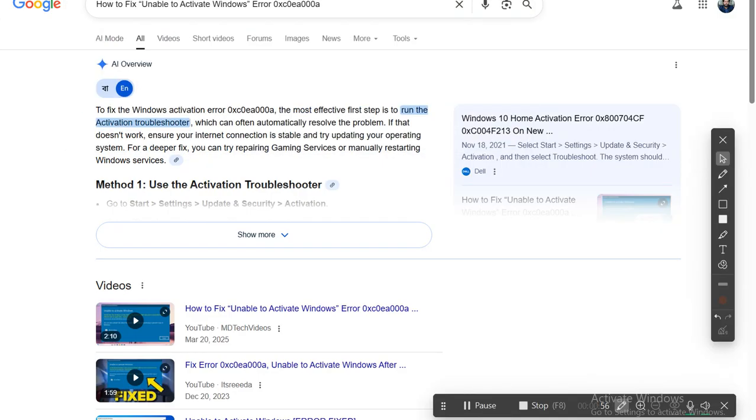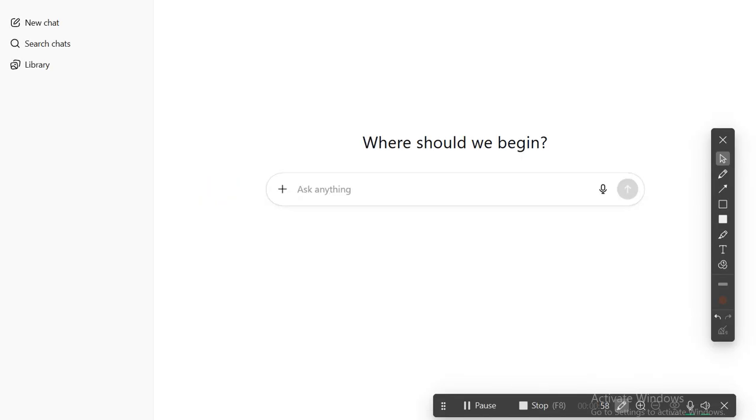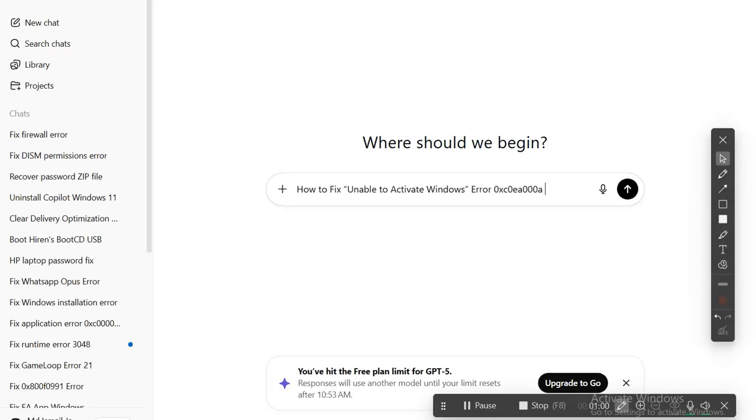First, run the activation troubleshooter. This refreshes your digital license and fixes most sync issues automatically. Second, sign out and sign back into your Microsoft account so Windows can reload your activation entitlement.